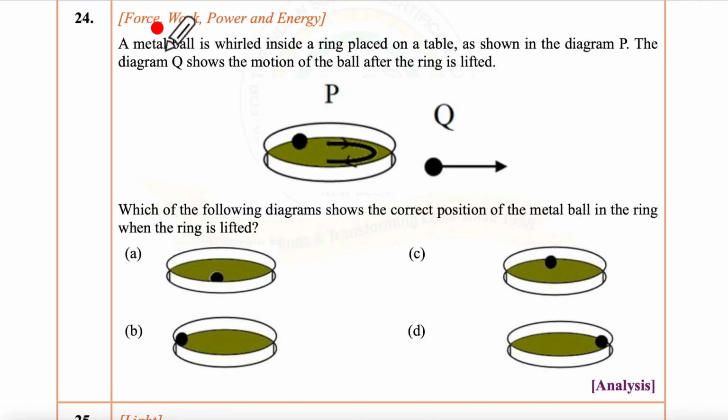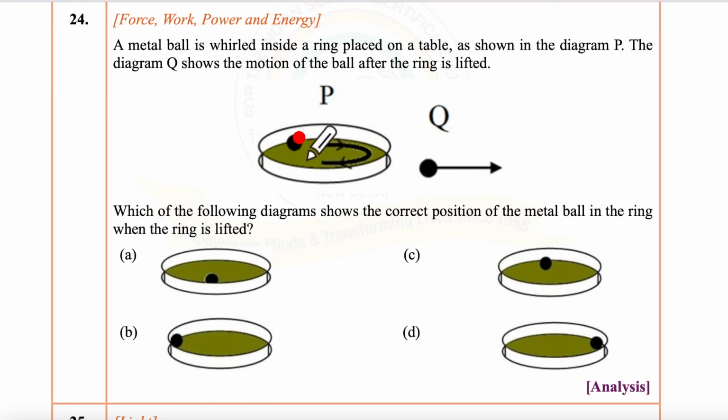Number 24, this is from force and work power energy chapters. A metal ball is whirled inside a ring placed on the table as shown in the diagram P. The diagram Q shows the motion of the ball after the ring has been lifted. Which of the following diagram shows the correct position of the metal ball in the ring when the ring was lifted. Let us look at the motion of the metal ball inside the ring. It is moving in a clockwise direction.